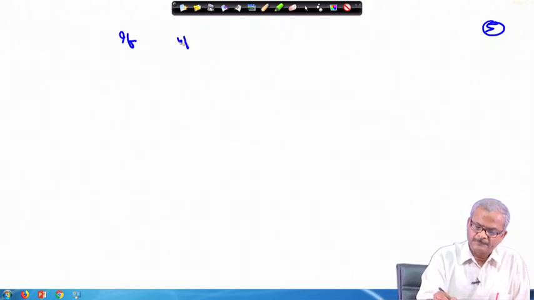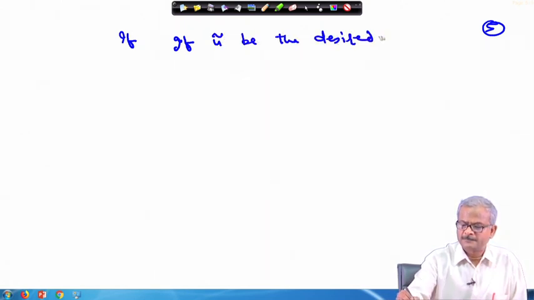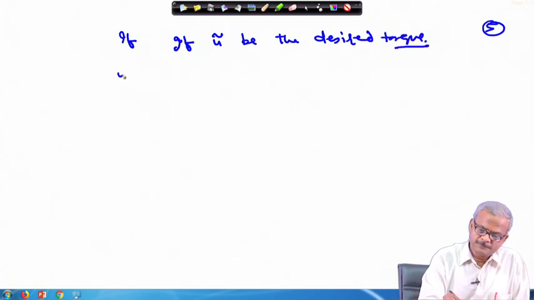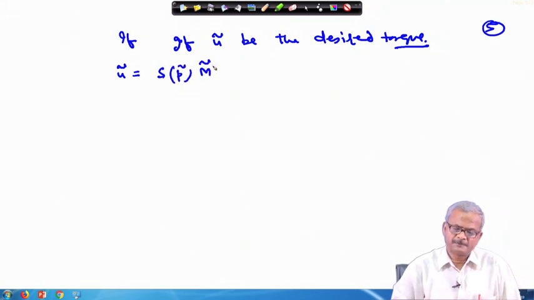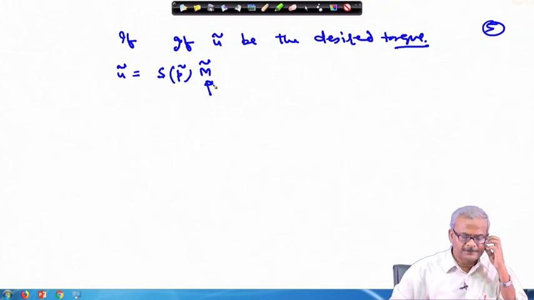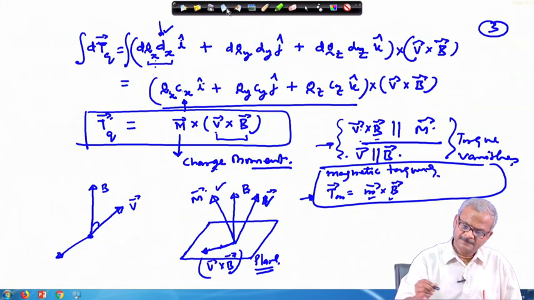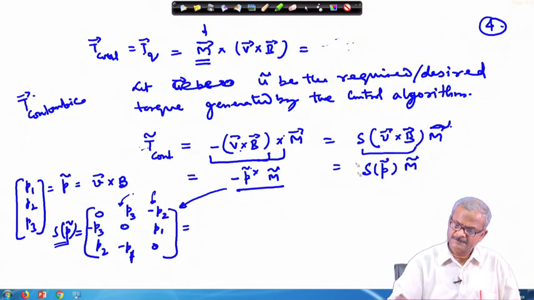So, if u tilde be the desired torque, okay, we can write u tilde equal to S p tilde times m tilde. And we need to decide this in order to find out how much charge on the various cells or the plates is required. So, m tilde is your m in the vector notation, which we have written as Q x times C x and so on.